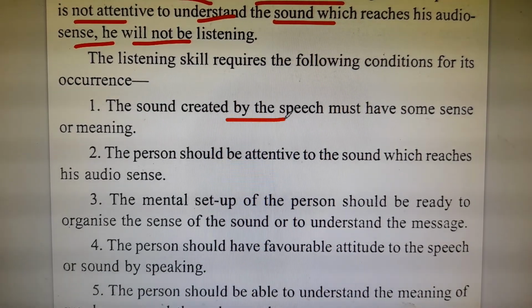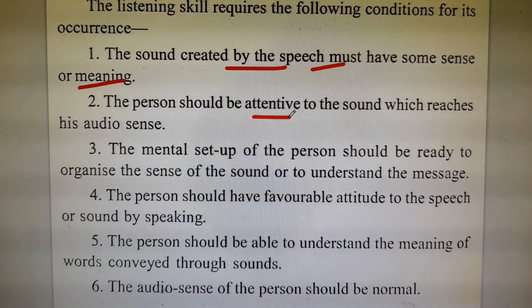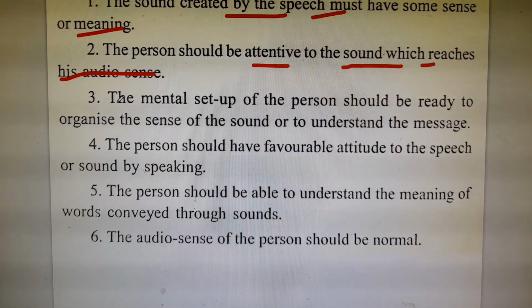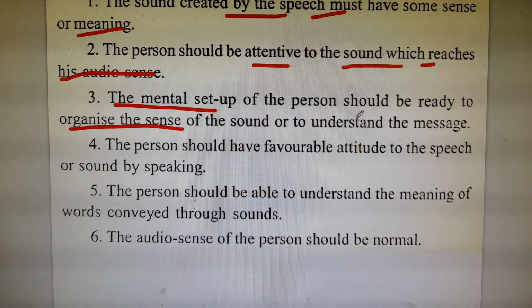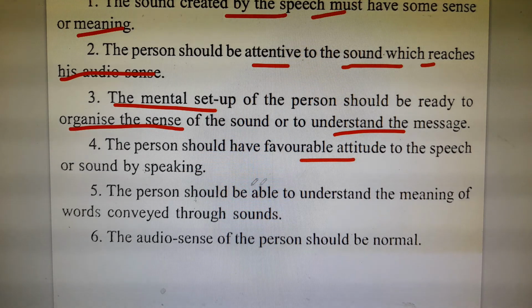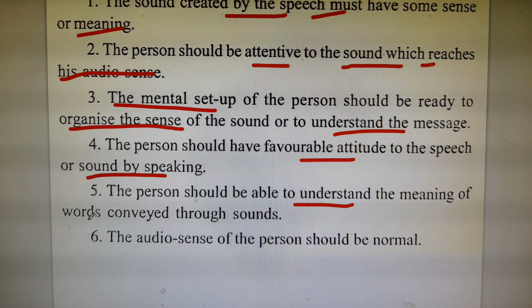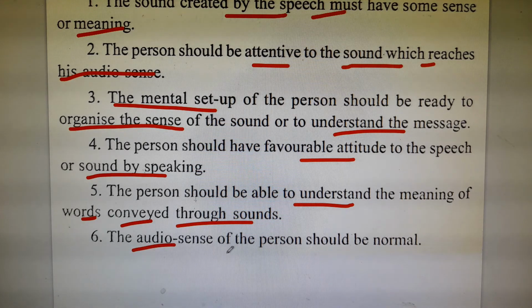The sounds created by the speech must have some sense or meaning. The person should be attentive to the sound which reaches his audio sense. The mental setup of the person should be ready to organize the sense of sound or to understand the message. The person should have a favorable attitude to the speech or sound by the speaker. The person should be able to understand the meaning of words conveyed through sounds. The audio sense of the person should be normal.